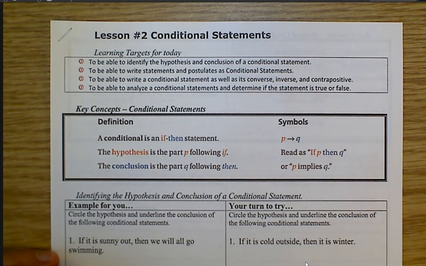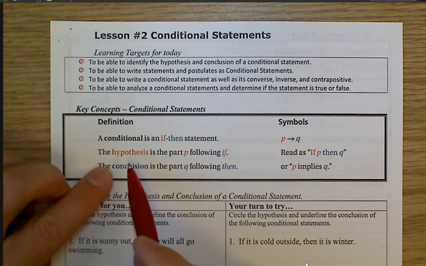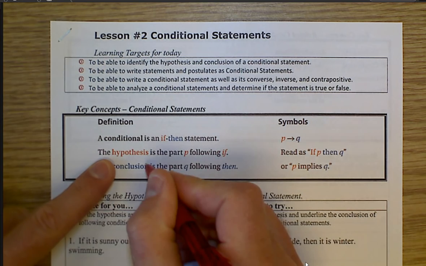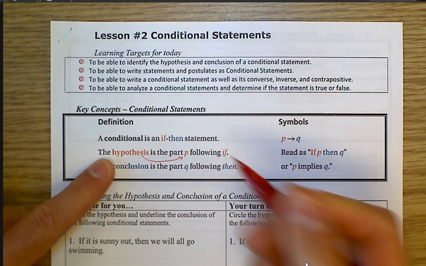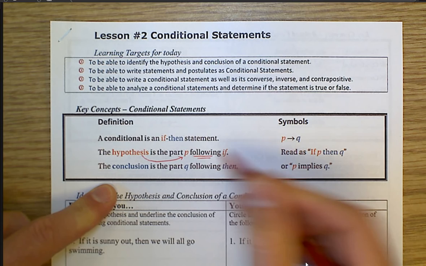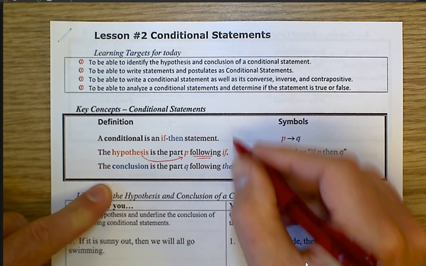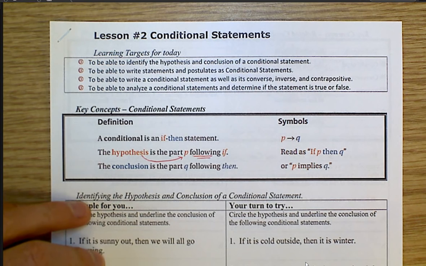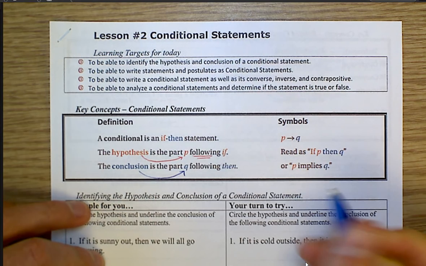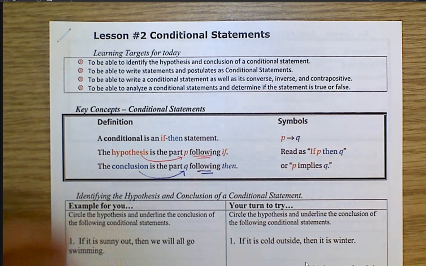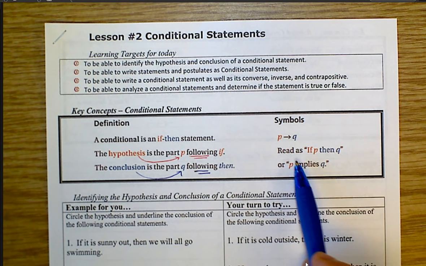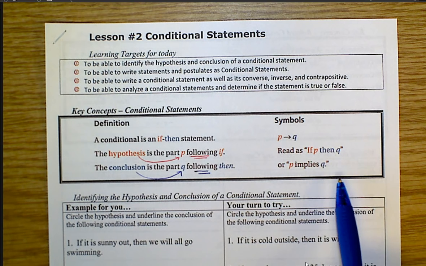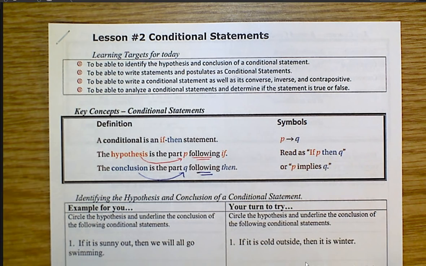So here's the first thing you need to understand. The hypothesis, which is our P. So hypothesis is the P that follows the word if. Does not include the word if, but it follows. Okay? The conclusion is your Q, and that follows the word then. So we can read it as like this: if P, then Q, or P implies Q. That's how we can say it. All right, so now you know the parts, hypothesis and conclusion.